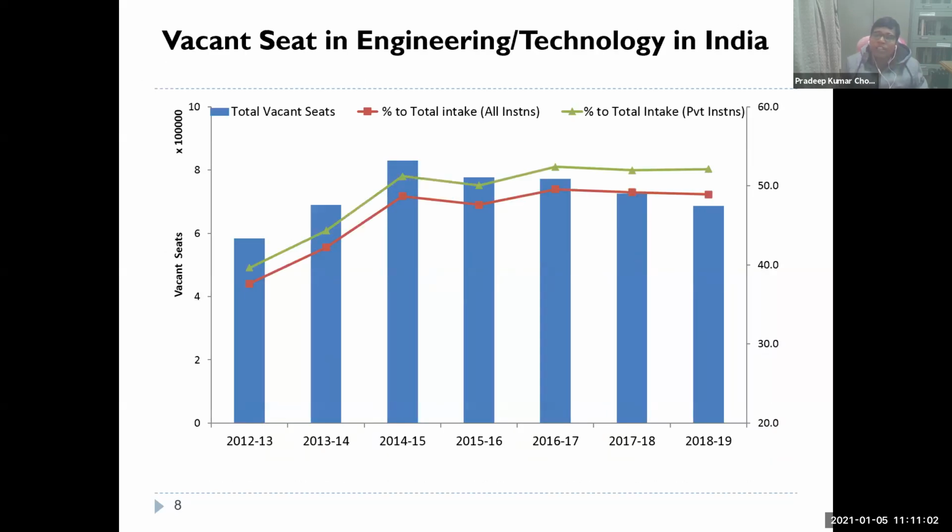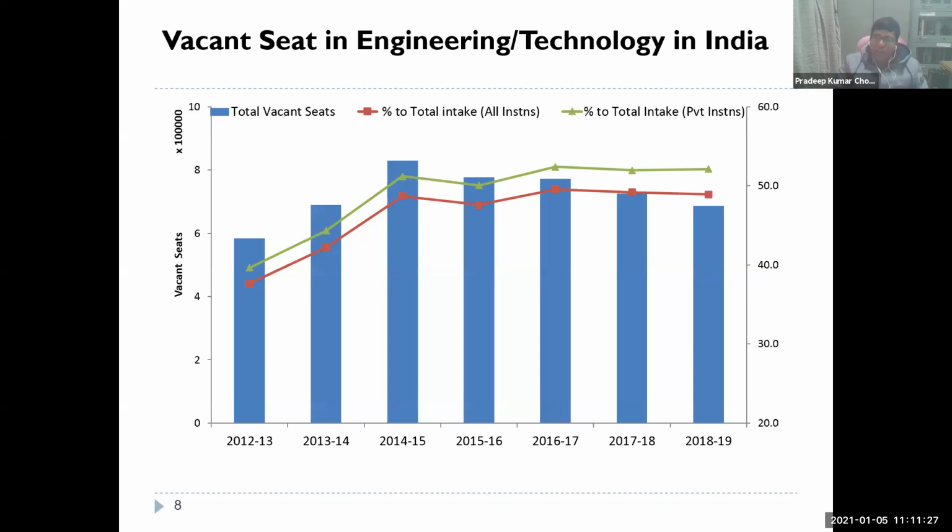If you see the distribution of vacant seats, in total institutions and also private institutions, the vacancy, the non-fulfillment of the enrollment in engineering education as per the intake, is very high in private. That is the green line. Total vacant seats in lakhs is given in the bar.